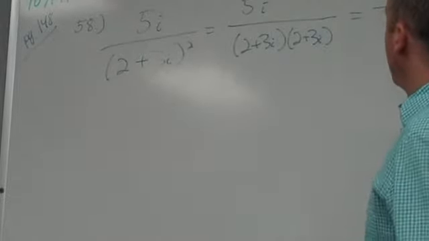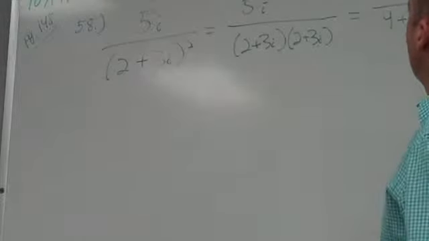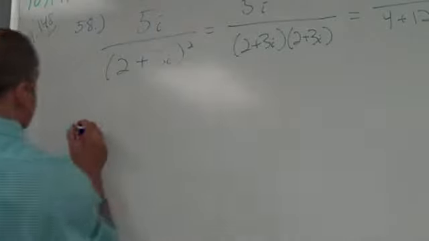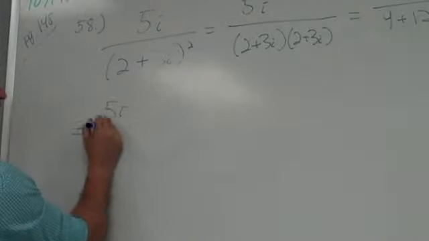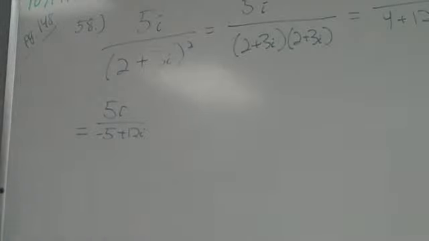So now I'm going to have 5i over 4 plus 12i plus 9i squared. Did I FOIL that correctly? Okay. And the plus 9i squared becomes minus 9, since i squared is negative 1. So this becomes 5i over negative 5 plus 12i. Correct? Okay. That's the first step.